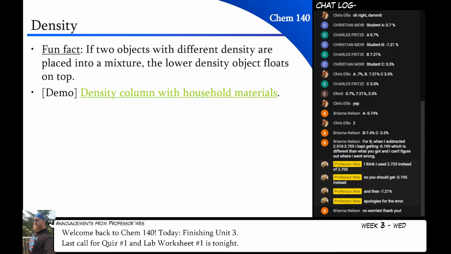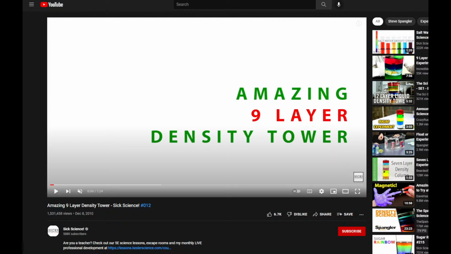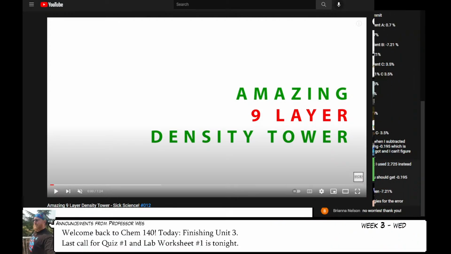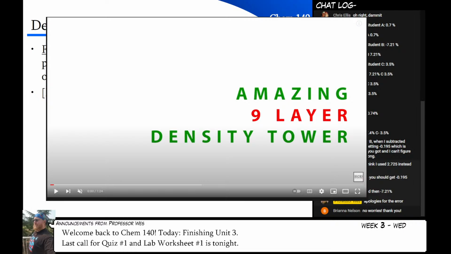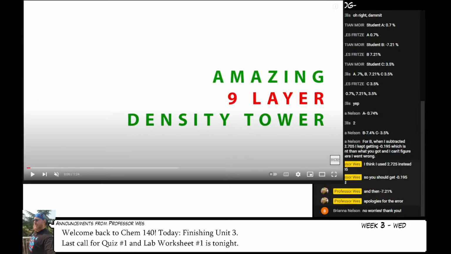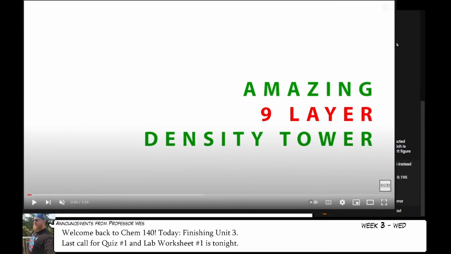Window capture. I want you to capture density column. Let's see here. Oops, that didn't work. There we go. That's too big, though. All right. We'll cover the chat for just a second here.